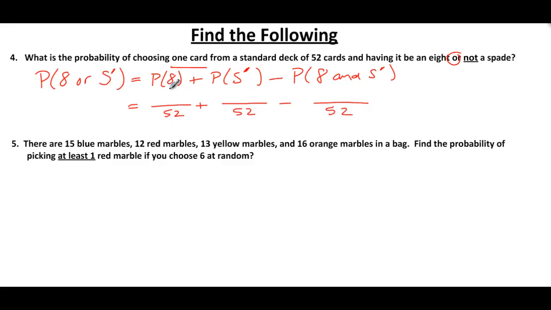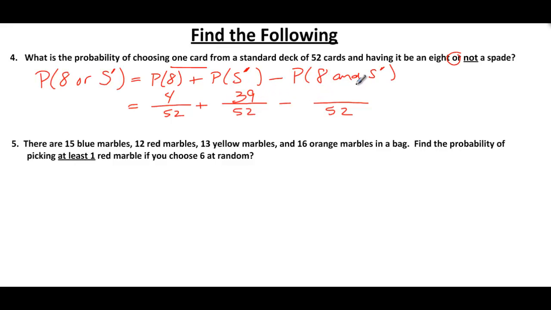I want to know how many 8s are in the deck. Well, that's one of our values. There are 4 of each value. I want to know how many are not a spade. Well, a spade is one of our suits, and there are 13 of each suit. So if there are 13 spades out of 52, if I subtract 13 from 52, I get 39. So there are 39 cards in the deck that are not spades. Those would be the clubs, hearts, and diamonds, or 13 times 3, or 39.